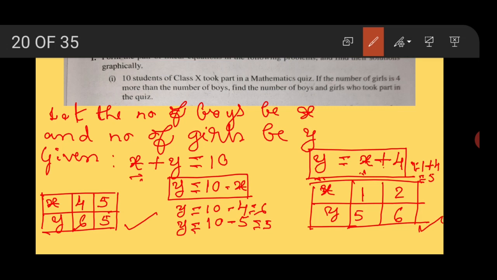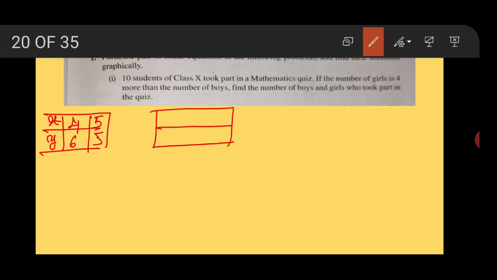Are you ready to plot the graph? Yes. Take a piece of graph paper and plot the graph of these two value tables. The first table has 4, 6 and another value is 5, 5. The second equation's value table is in this way: 1, 5 and 2, 6. This is enough. Now plot the graph.